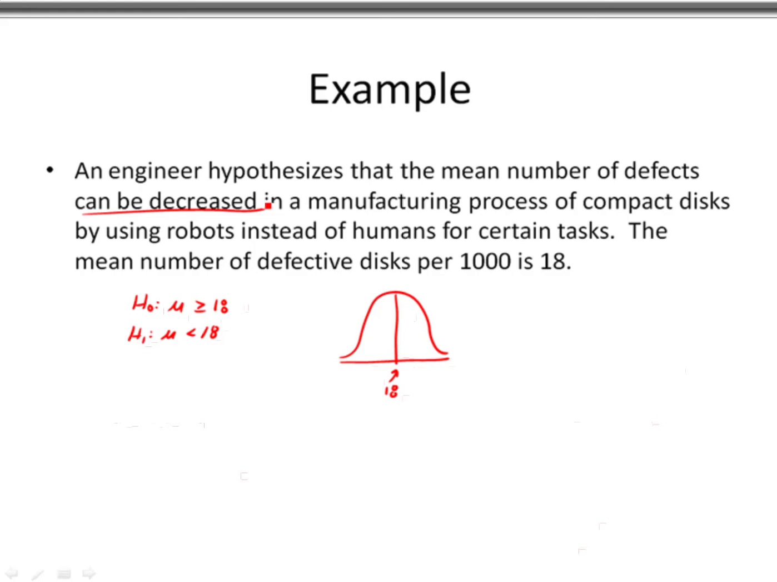All right, so consider using the robots and having the number of defective disks go to, say, 17.5. Now, it is a decrease. Is it a significant decrease? Probably not. What about if the number of defects went to 17? Again, it is a decrease, but is it a significant decrease? Probably not. But what if the number of defects went to, say, 4, which would be way over here? Would that be considered a significant decrease? And we probably all would say, yes, that's significantly lower. Remember that you want to shade the part of the curve where the significant difference occurs.